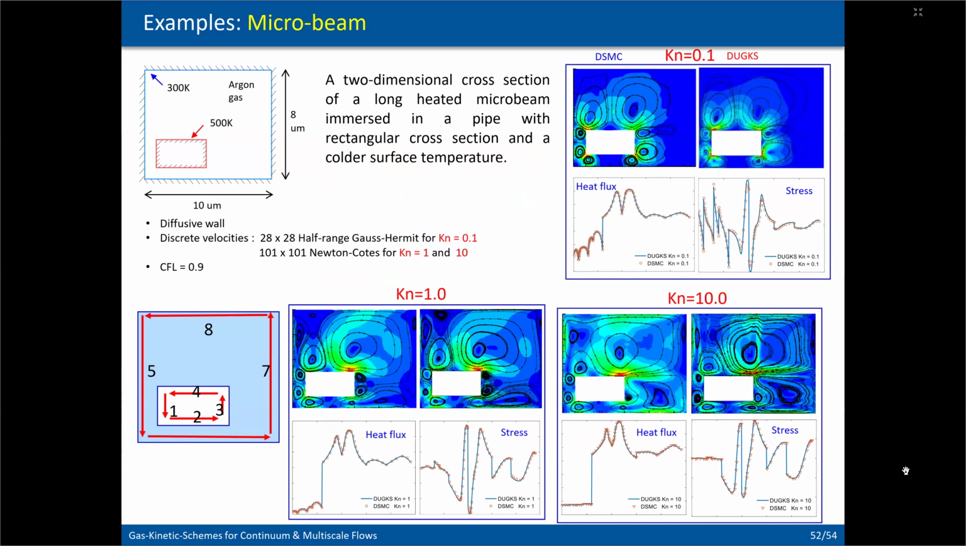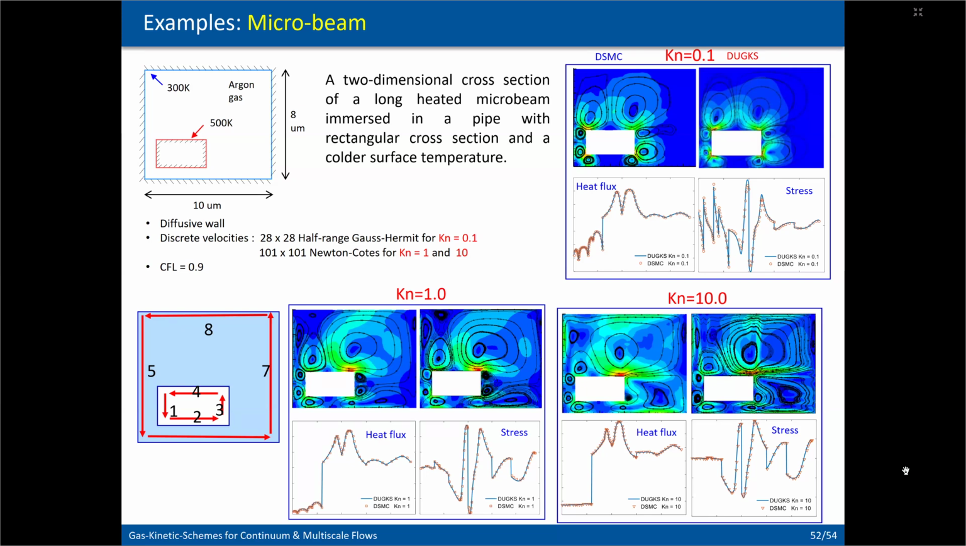Another microflow is a microbeam problem. A heated microbeam is put in a cold cavity. We tested the method with three different Knudsen numbers, from the slip regime to the free molecular regime. Driven by the temperature gradient, a complex vortex appears in every case. For DSMC, it takes a very long time to obtain the averaged data because of the large noise, as the velocity is very weak.